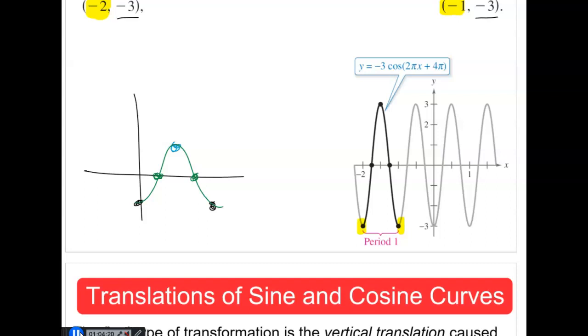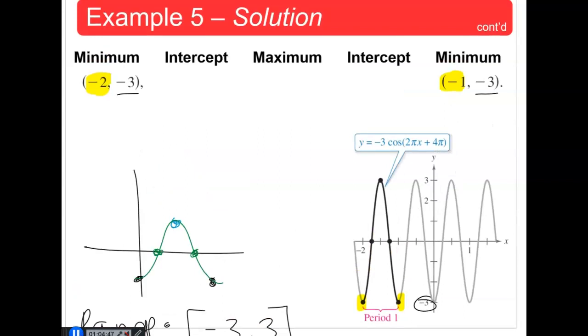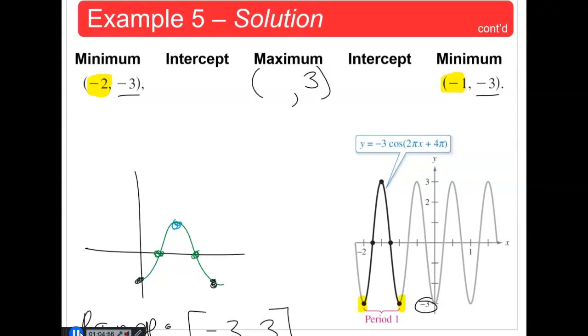because if the amplitude is 3, the range is going to be from -3 to 3. So -3, of course, will be the minimum. We have it here. And then 3 will be the maximum. So the maximum is going to be in between the two minimum points. How will we find that x-coordinate? We know the maximum will be +3. But the x-coordinate is going to be the midpoint between -2 and -1.